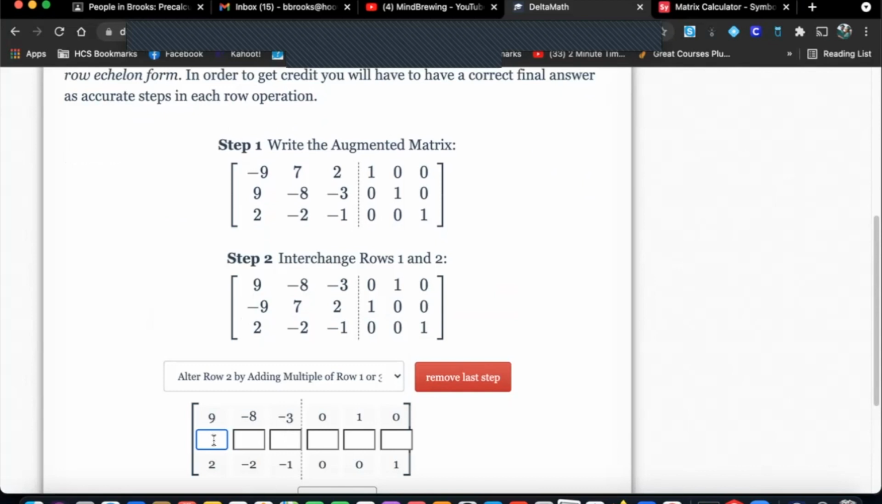Let's see, it's going to be 0, -8 plus 7 is -1, -3 plus 2 is going to be -1 again. Then let's see, I've got 1. So let's see, we're just adding straight down. So this will be 1. 1 plus 0 is 1. 0 plus 0 is 0.